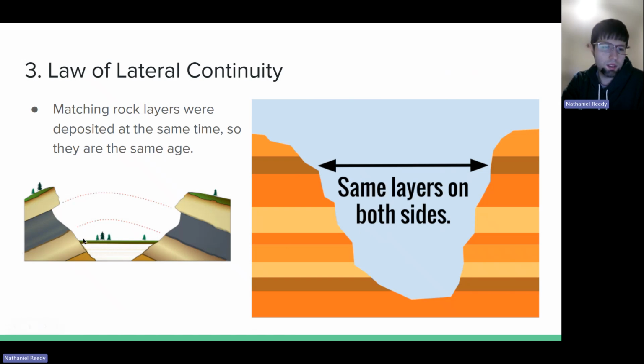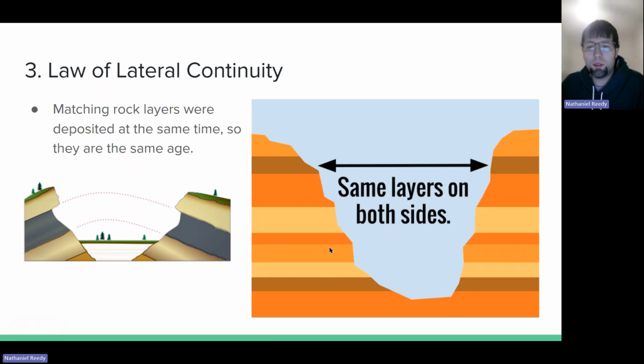Same with this picture on the left. There's some water here, or some gap, some valley that's formed, but we know that if we find the rock layer on the left is 1,000 years old, that means the rock layer on the right is also 1,000 years old. The rock layers match, so they must have formed at the same time. This works also for some.